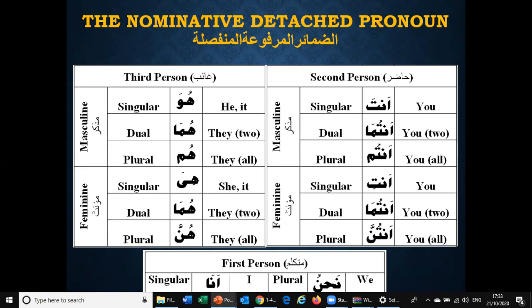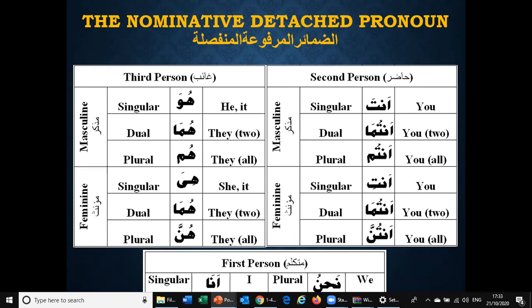For second person, which is the one you're talking to, the mukhatab, you say, oh you man, anta. For two, you say you two, either two male, two female, or one male, one female: antuma. And antum, you all male. Anti, you female. Antuma, you two female. Antunna, you all female. And for first person, which is I, ana. It doesn't matter whether you're male or female, ana.